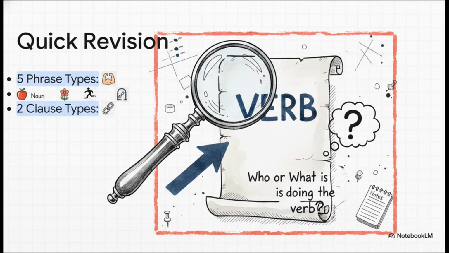You've got the 5 phrase types and the 2 clause types. But the most important thing, the number one rule, is this. Find the verb, then find its subject. If you can answer who or what is doing the action, you've found a clause. So I'll leave you with this question. What is that one golden rule that separates every single phrase from every single clause? By now, you definitely know the answer.